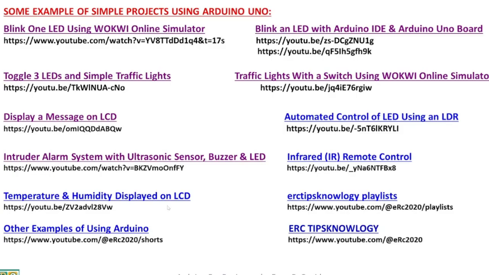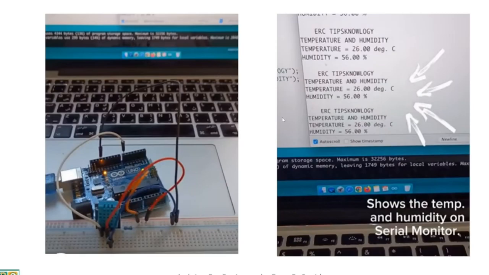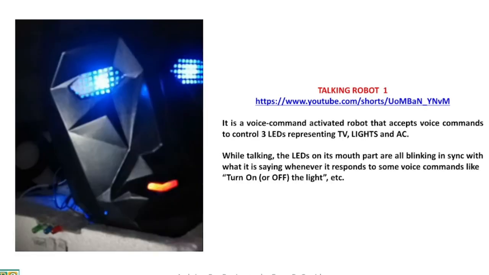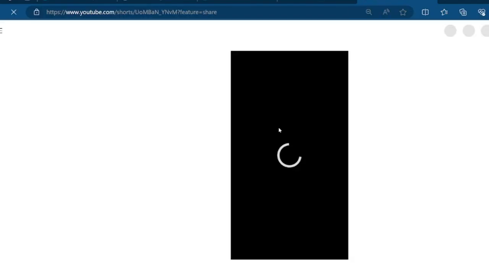Okay. Now, what other examples can I show you? There's a lot here. Okay? You can make a temperature and humidity sensor project. Then you can display that on screen. You can also detect using RFID. If you click this link, you will see how it works. RFID, or radio frequency identification. So like the one we use in the college for detecting the parking area to open or close, or even the door. You can even make a talking robot, where you can tell it what to do. Will it turn on or off the light? If you visit that link, you will see how it works here.